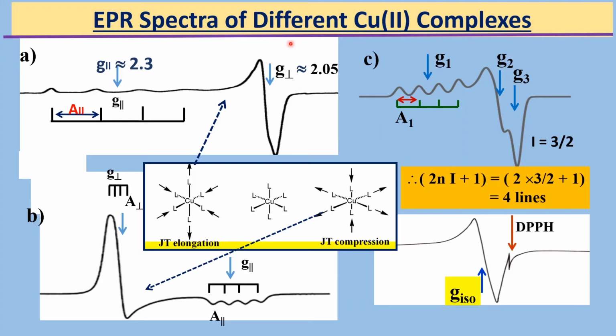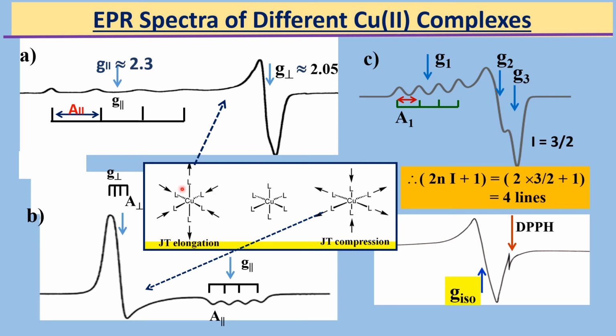The EPR spectra of different copper complexes. For example, A is the EPR spectrum of a tetragonally elongated complex, B is the tetragonally compressed copper complex, this is an orthorhombic, low symmetry copper complex, and this is an exchange coupled copper complex. Let us now see these.